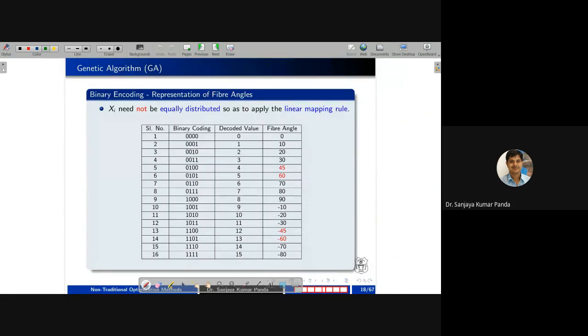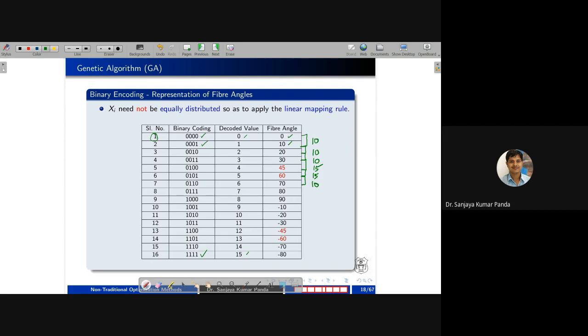Now see another one. Here, in this particular problem, I have taken 1 to 16 instead of 0 to 15. 1 represents all zeros, 2 represents 0001, and like that you go up to all ones. And their decoded values are 0, 1, 2 up to 15. So 0 indicates the fiber angle is 0, 1 indicates the fiber angle is 10. So the difference between these two is 10, right or not? 10 to 20, the difference is again 10. 20 to 30, the difference is 10. 30 to 45, the distance is 15. 45 to 60, the distance is 15. 60 to 70, the distance is 10.